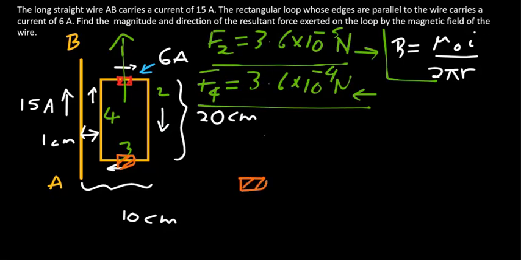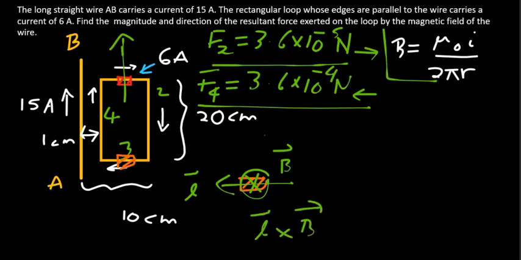Now let's look at an identical differential segment on segment number 3, like that. For that differential segment on segment number 3, the direction of the electric current is going like that. So that is the direction of vector L there. The magnetic field at that spot is going into the board. So that is the direction of the magnetic field. When you cross from L to B, your thumb is going downward. So the magnetic force on this segment due to the magnetic field of that long wire is going downward.